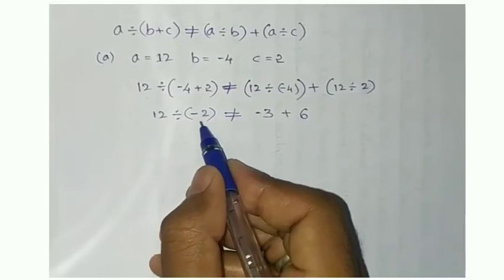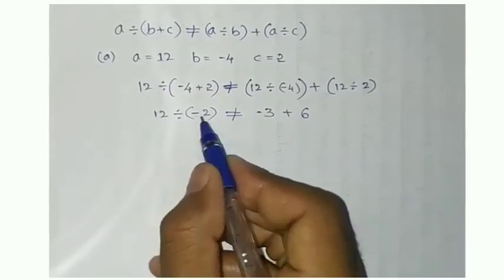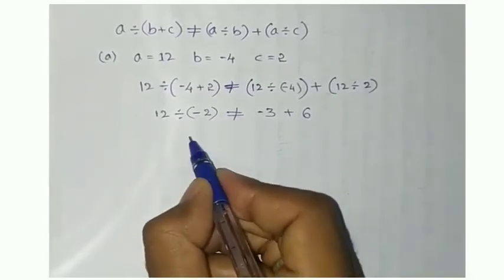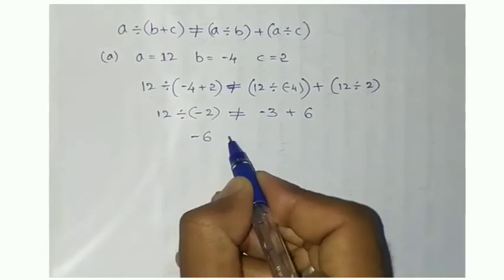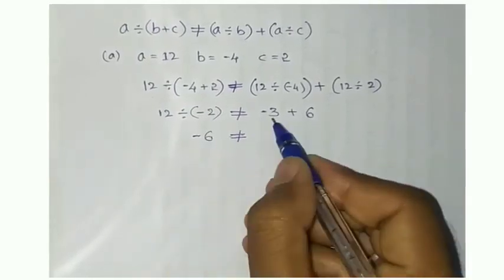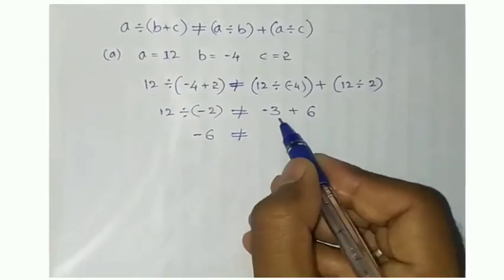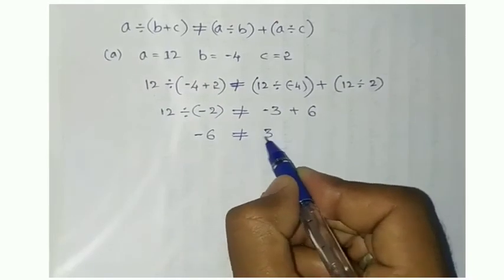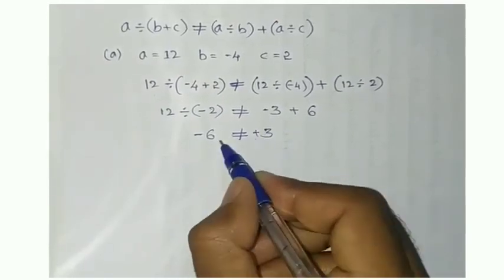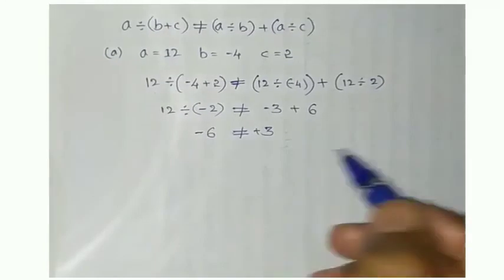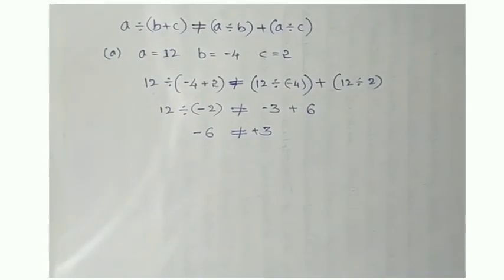So minus 2 divided by 12, what will we get here? We will get here minus 6, which is not equal to minus 3 plus 6. Here we will get plus 3, so which is not equal to minus 6. So like that you do the second one also.